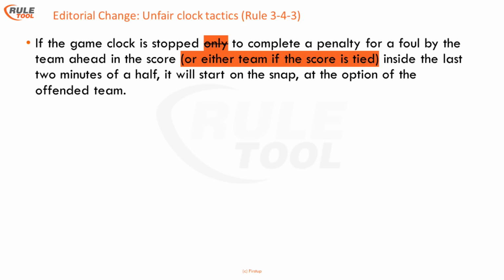Now, this is a change in Rule 343 around penalty enforcement. So now we remove the word only. So if the game clock is stopped, before it was only to complete a penalty. So now if the game clock is stopped to complete a penalty for a foul by the team ahead in the score, or either team if the score is tied, inside the last 2 minutes of the half, the clock will start on the snap. Obviously, the option of the offended team comes in case they do not want it to wait to the snap.